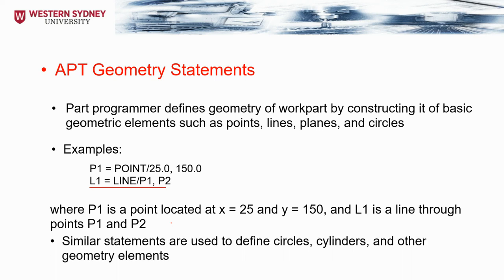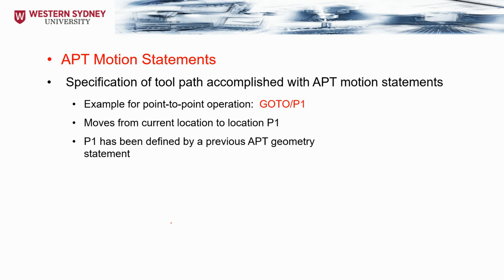Similar statements are going to be used to define circles, cylinders, and other geometry elements. Now the APT motion statements are something like you talk to the computer or talk to the control system. For example, if I would like to move in a point-to-point operation, I will say go to point number 1. Move from the current location to location P1, and P1 has been defined by the previous APT geometry statement.